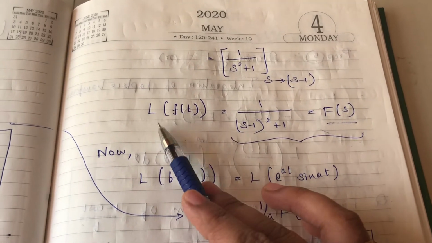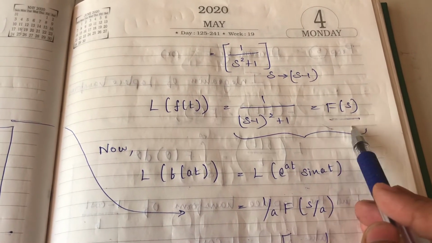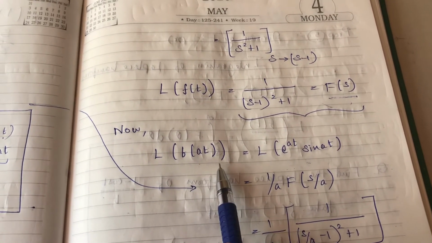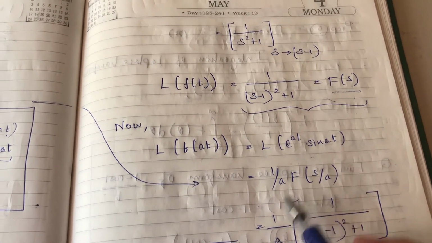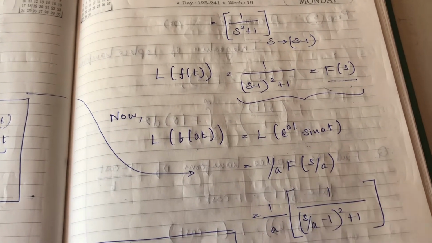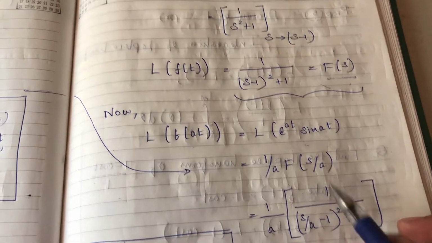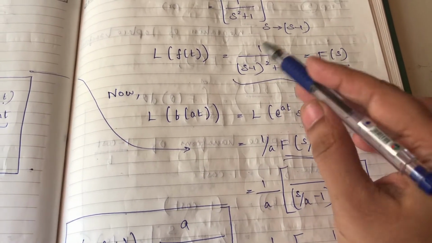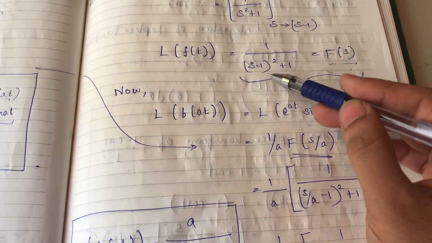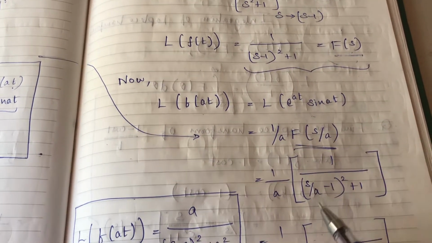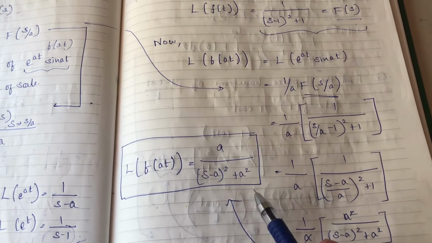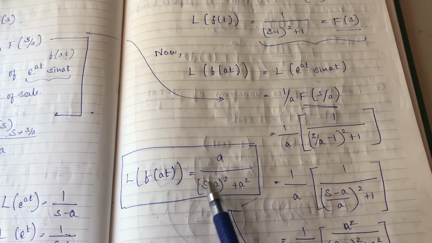So for L of f of t we have found f of s. Here L of f of at means this term: 1 by a into f of s by a, right? f of s we know, f of s is this term. So in place of s we are going to do s by a. I am just substituting s by a here. After simplifying you will get the answer for L of f of at.